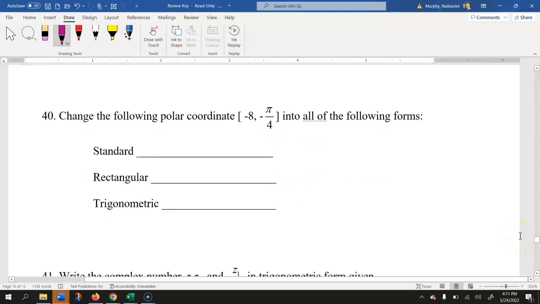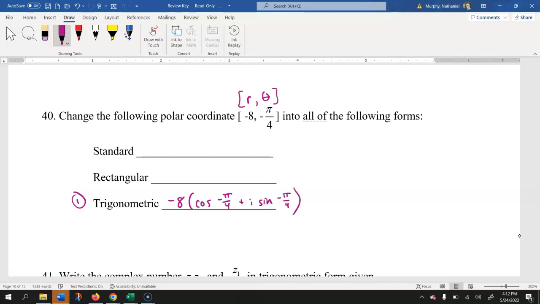All right, so for this one, they're asking us to find the different forms. Now this is in polar coordinates already. So what I'm going to do first is start with the trigonometric form. That's going to be the easiest. We just plug that in, remember? So we'd have -8, that's our r value, times the cosine of -pi/4 plus i sine of -pi/4. That's the first thing I would do.